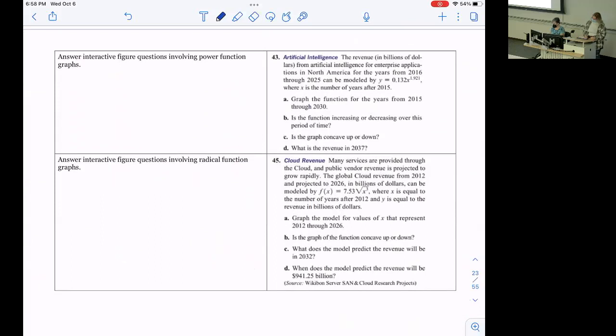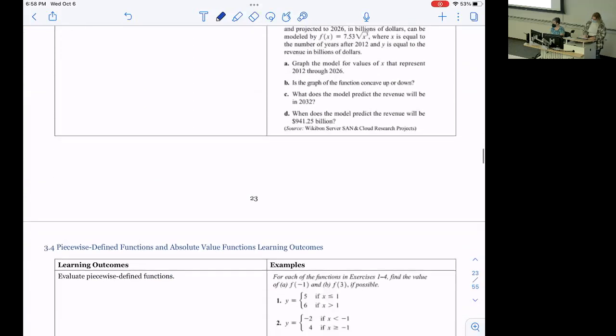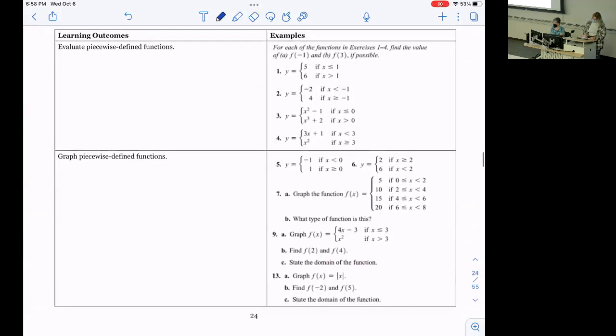Graphing. I had a lot of questions over the next page, section 3.4, talking about piecewise defined functions and absolute value functions. All right, did anybody have trouble evaluating piecewise defined functions? So questions 1 through 4. Or graphing piecewise defined functions. Which one? It's both of them. Okay. Do you have 1 through 4? Which one do you want to see? So look at 4.